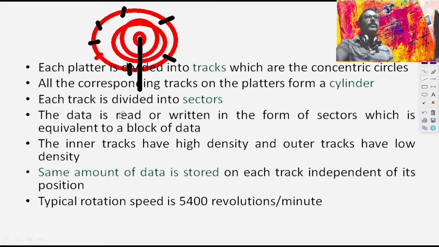If you consider these tracks, this one is bigger, whereas this one is smaller, but each is capable of storing the same amount of information. That means the density will be less in the case of outer tracks and more in the case of inner tracks. The typical rotation speed is 5400 revolutions per minute. Whenever you are purchasing, you should bother about the hard disk also. Better go with 1 TB at present, a minimum of 1 TB of hard disk.